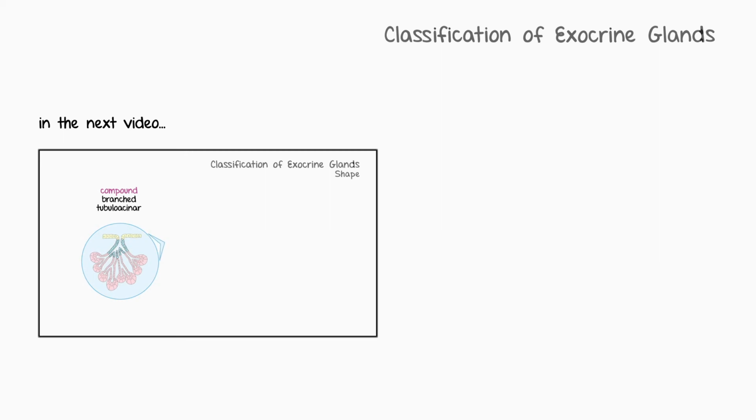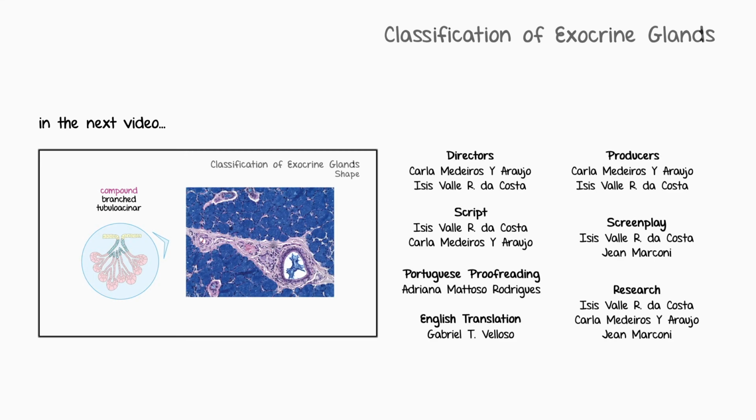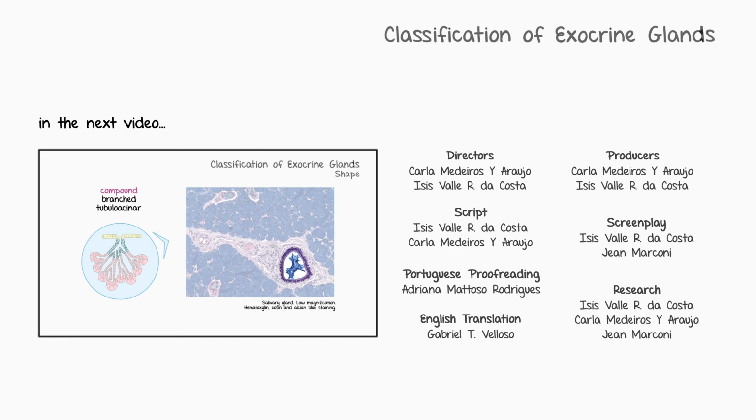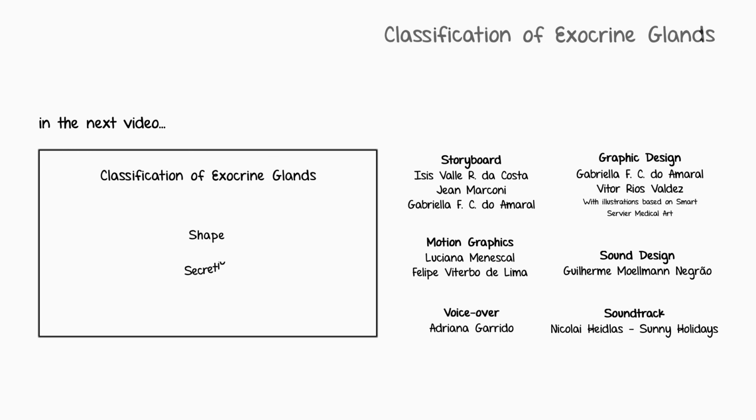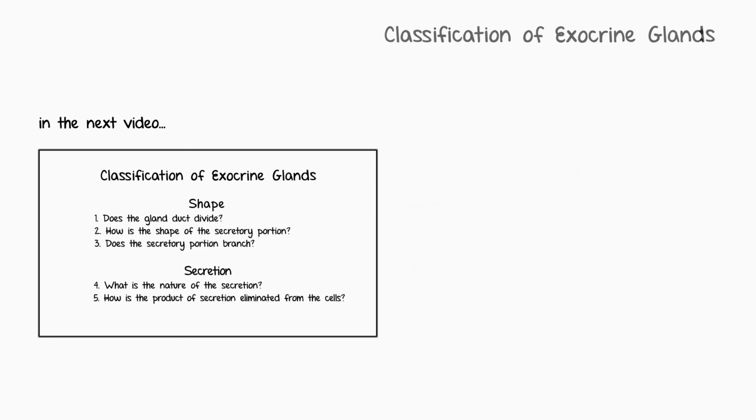In the next video, we will bring photomicrographs for you to learn how to identify and classify the ducts in histological sections. We will do the same with the other classification criteria of exocrine glands in the next videos as well.